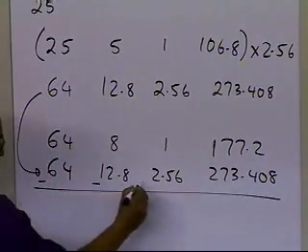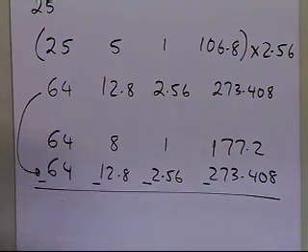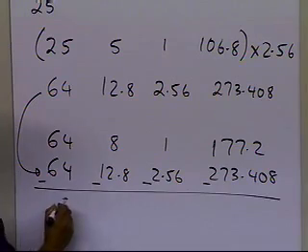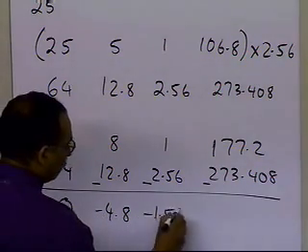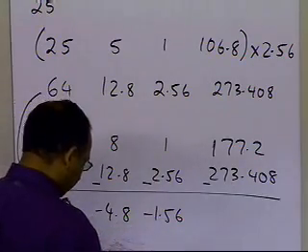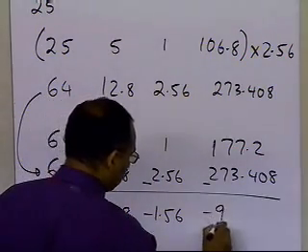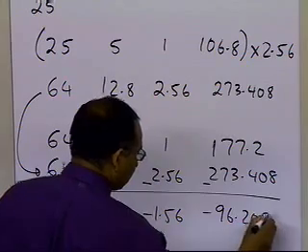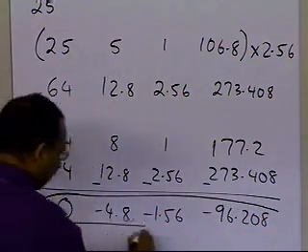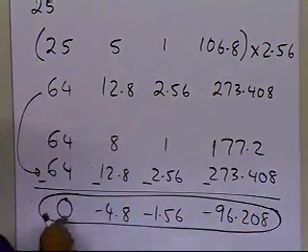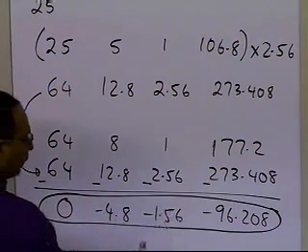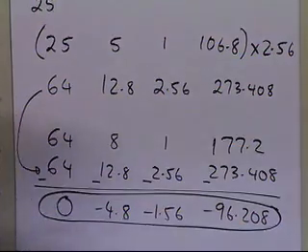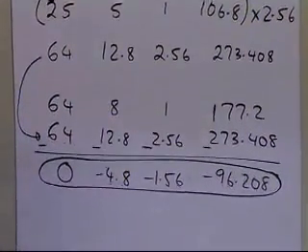You do need to follow the algorithm exactly as shown in the example, otherwise you're not following the naive Gaussian elimination forward elimination steps. So I get 0, I get minus 4.8, minus 1.56, and then I get minus 96.208. So this becomes your second equation now: 0 times a1 minus 4.8 a2 minus 1.56 a3 is minus 96.208. So that takes care of the second row.